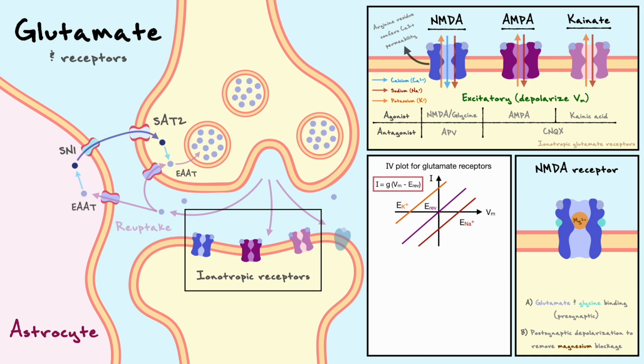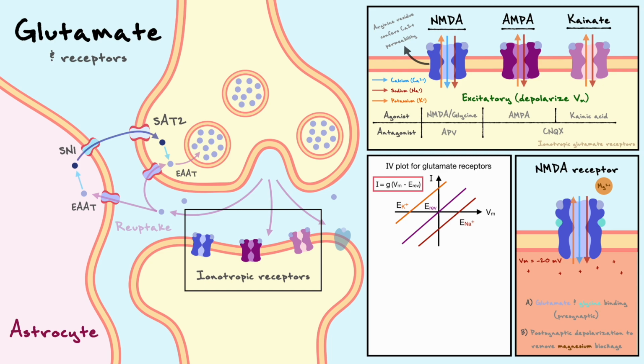Indeed, given that magnesium is a positively charged ion, it is attracted to the negative membrane potential of the neuron, and that is why it blocks the pore, but as the membrane potential gets depolarized, let's say from AMPA activity, the membrane potential becomes progressively more positive and now repels the magnesium out of the NMDA receptor. When the magnesium is removed, the ions can flow and the NMDA receptor produces an excitatory current.